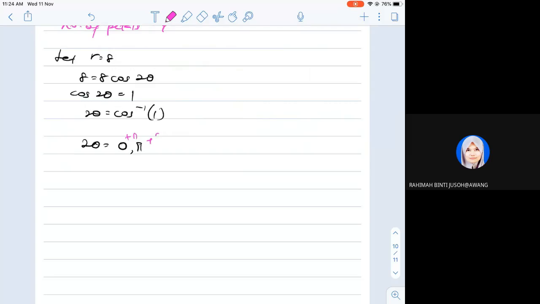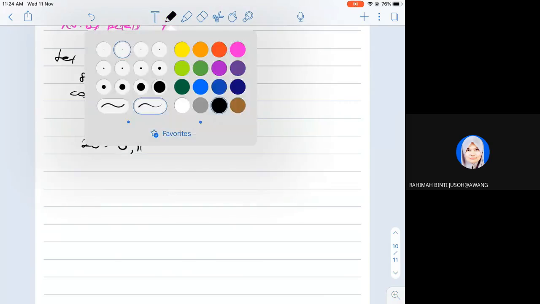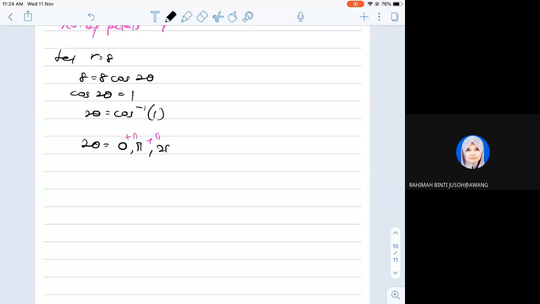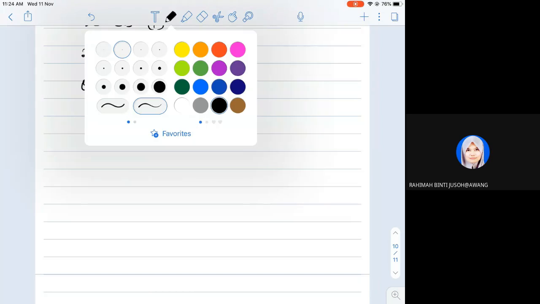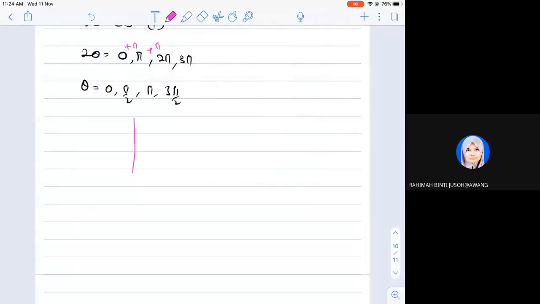Plus pi again, we have 2 pi. Guys, we need to find how many petals? How many angles? 4, because there are 4 petals. So 3 pi, and then stop. Then divide everything by 2. So 0, pi over 2, pi, 3 pi over 2. These are the positions of the angles, the positions of the petals. So we will have this.